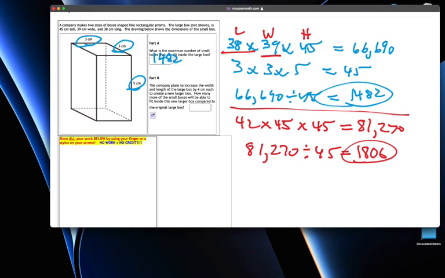So the question is, how many more will fit inside the new box? So that would mean this is the new, this is the original large. So 1,806 minus 1,482 will give us 324. So that means there are 324 more of the small boxes that will fit inside the new large box compared to the original large box.